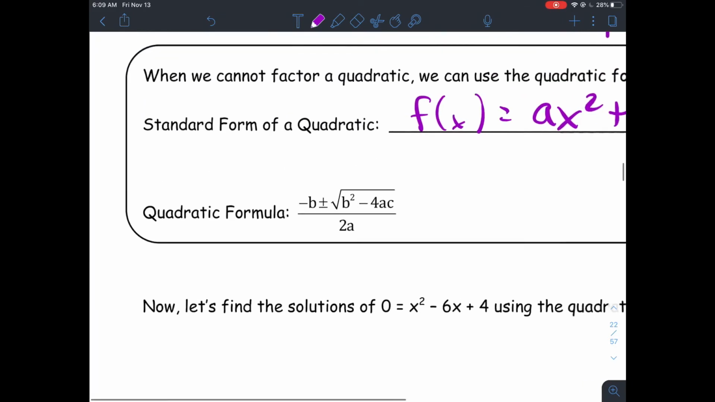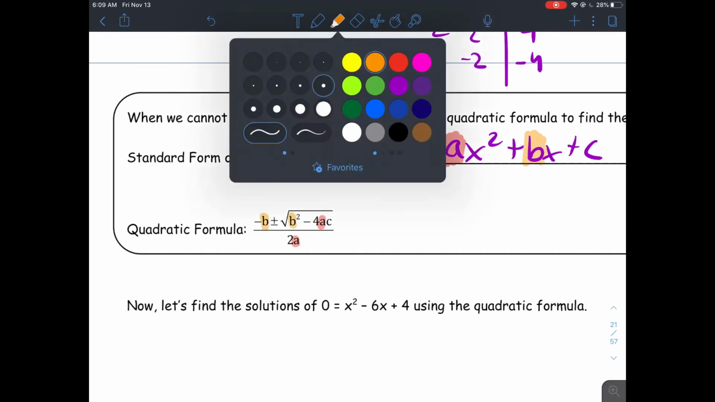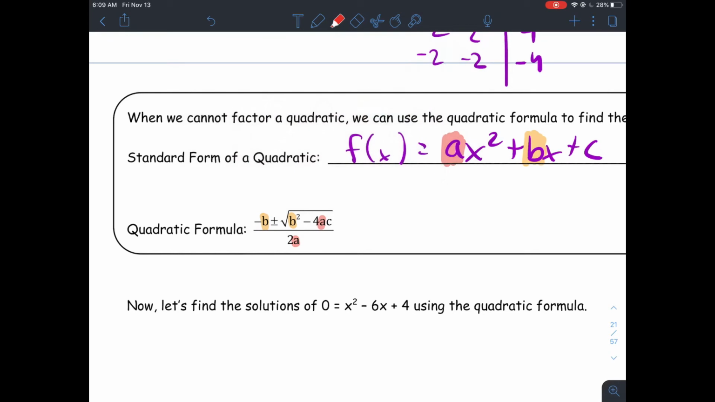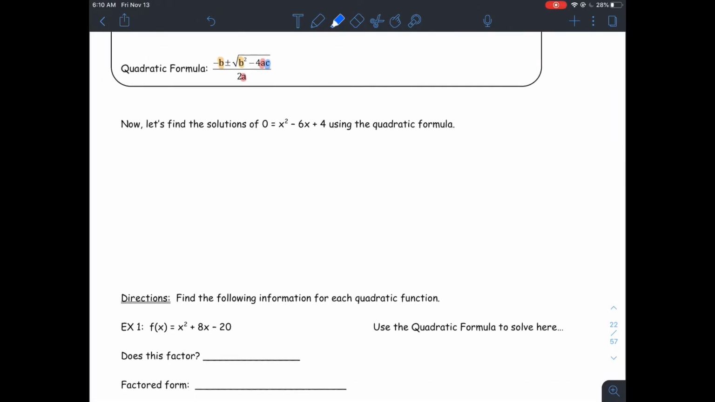So in order to use this formula, we need to have our function in standard form. And then we figure out what these coefficients are equal to, and we plug them in. So we figure out what a is, we plug a in there and there. We figure out what b is, we plug b in there and there. We figure out what c is, we plug c in there. Okay? So it says, now let's find the solutions using the quadratic formula.